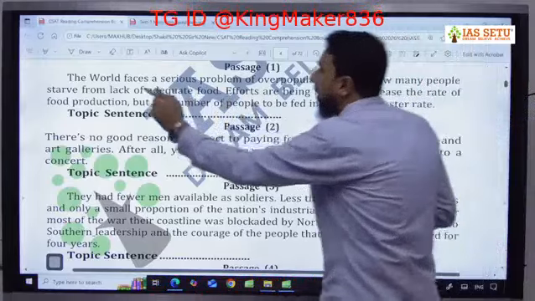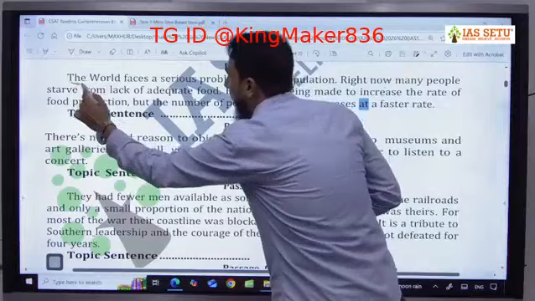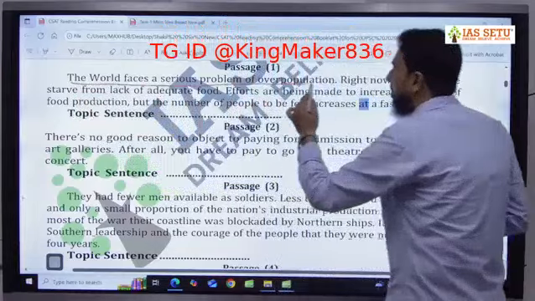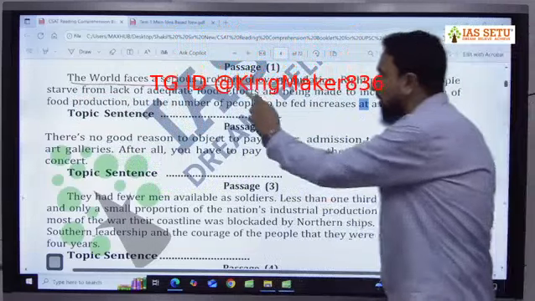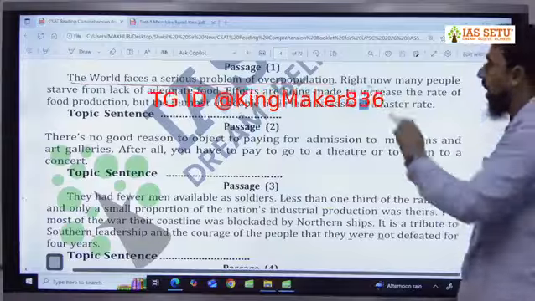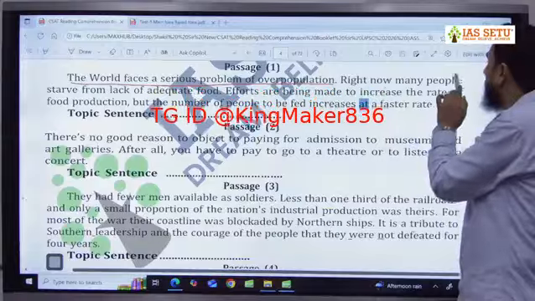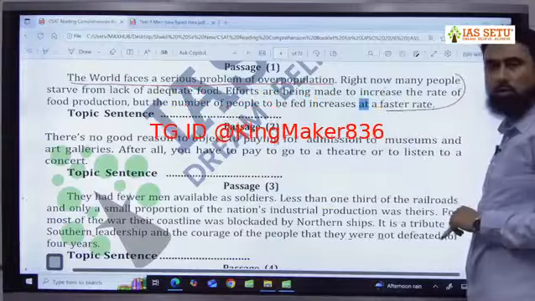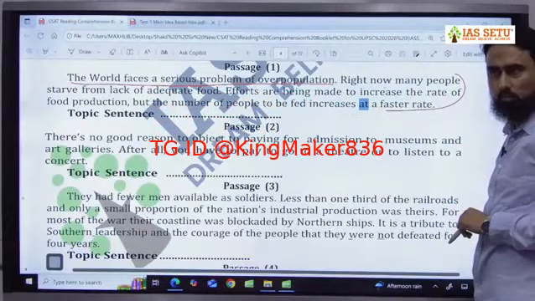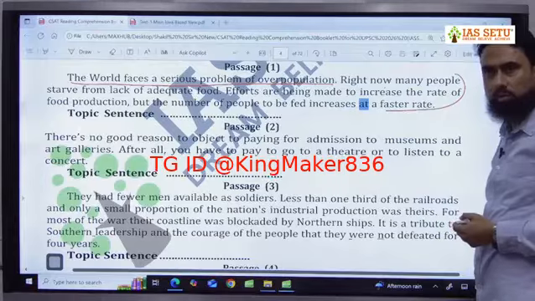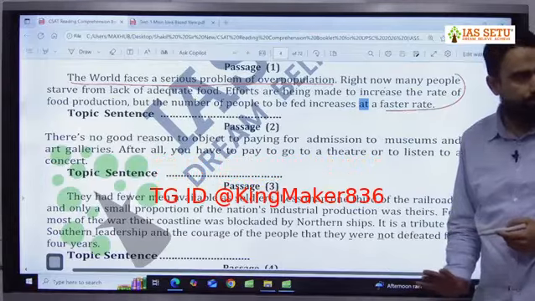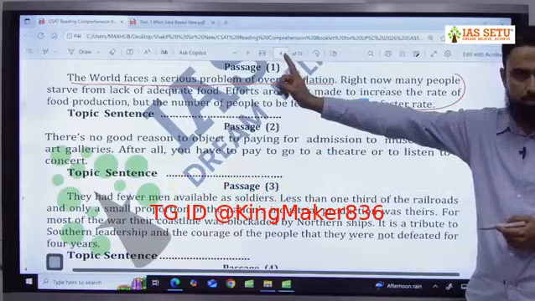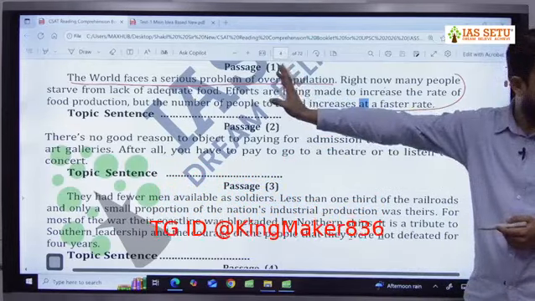Coming to this, I think that you should have underlined the first sentence. This is the key sentence here. The world faces a serious problem of overpopulation. How serious this problem is, is being explained in this part. The magnitude of the severity has been explained. Anyone doubtful? So the first sentence is the topic sentence. Yes, class? Second?